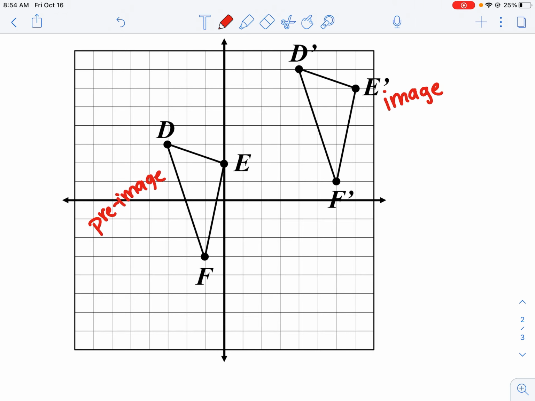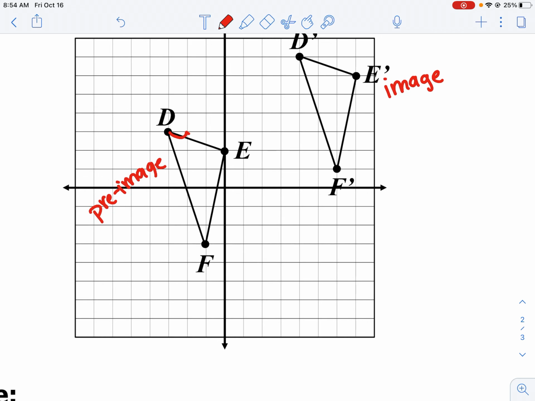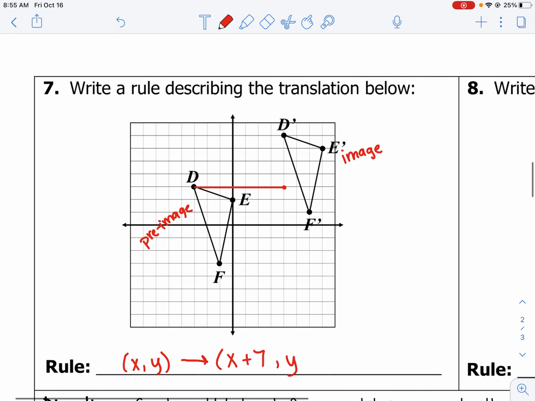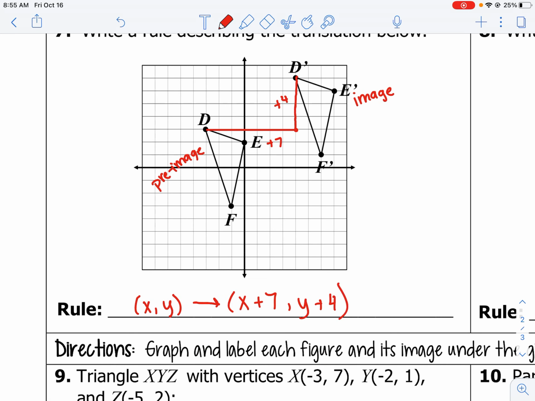It went to the right first, so it went 1, 2, 3, 4, 5, 6, 7 to the right. So if it went to the right, I add. So I have x plus 7, and then it went up. So y went up 1, 2, 3, 4. So I have y plus 4. Okay, if it went left, you would subtract, and if it went down, you would also subtract.